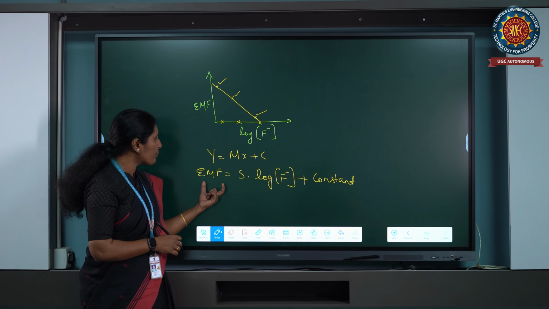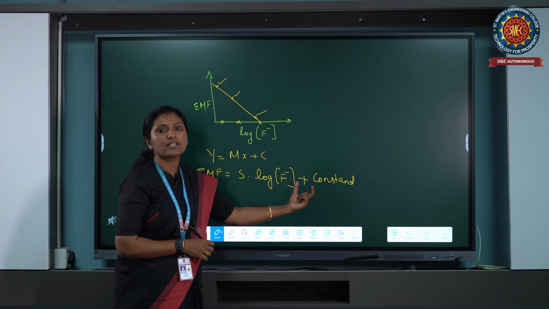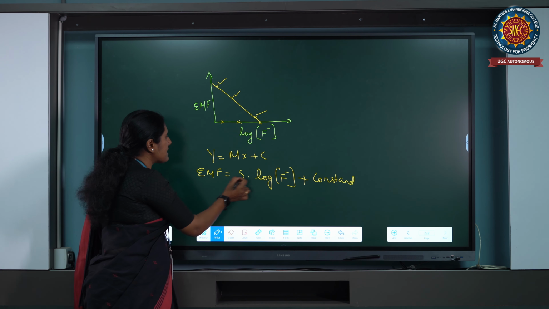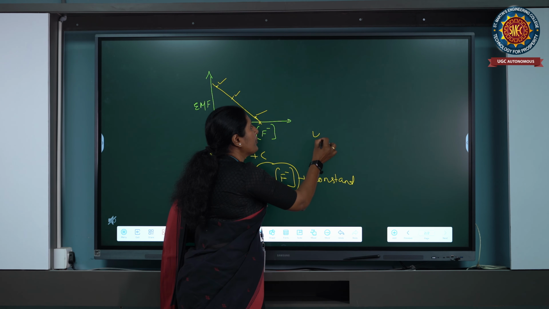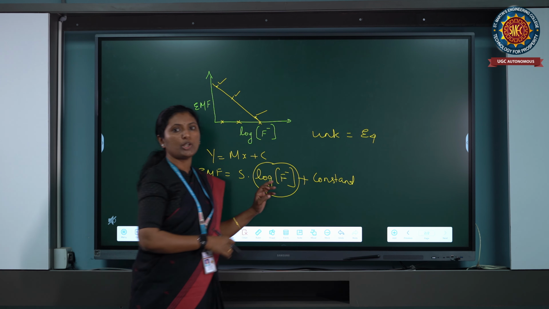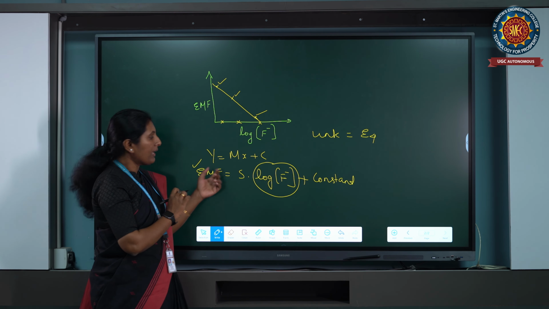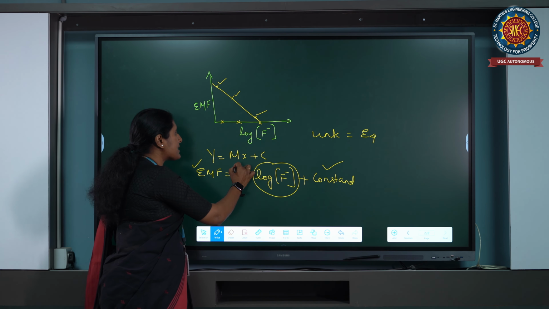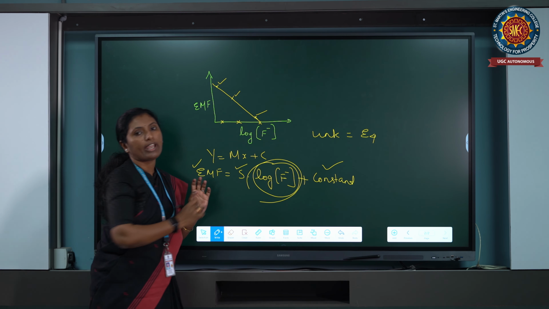So here you can observe EMF is equal to S into log of concentration of F minus plus constant. Okay, so here you can understand what is the log of concentration. How? I already told you for the unknown concentration you got the E4. The EMF value is E4. Now you already know the EMF of unknown. And from the calibration graph, you can get the intercept. Next step, you can get the slope also. So the only unknown part of your equation is log of F minus.